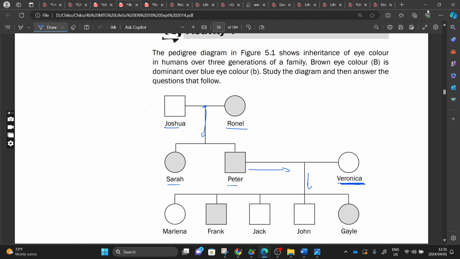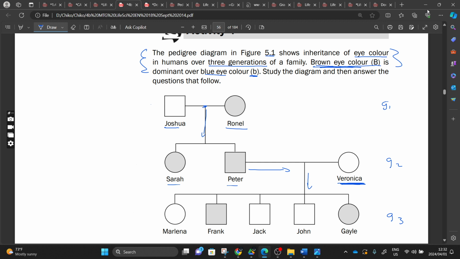Here's the information that you have. Step one, you have to find your information here. The pedigree diagram in figure 5.1 shows inheritance of eye color in humans over 3 generations. It means it's generation number 1, generation number 2, and generation number 3 of a family. Brown eye color B is dominant over blue eye color, which is recessive. Study the diagram and then answer the questions that follow.